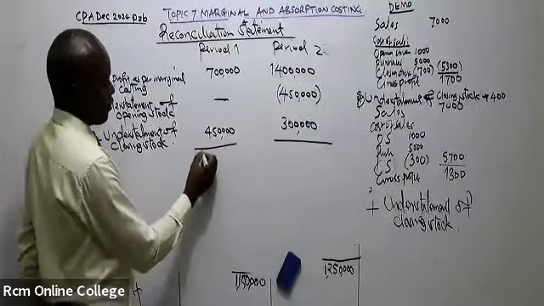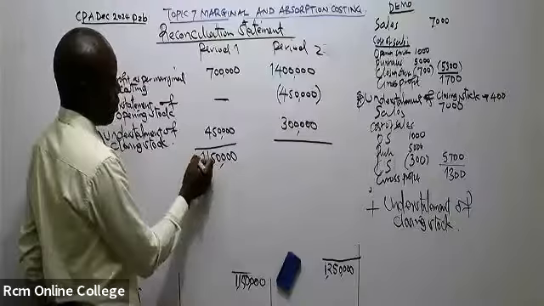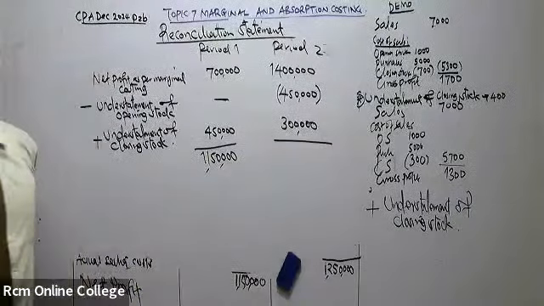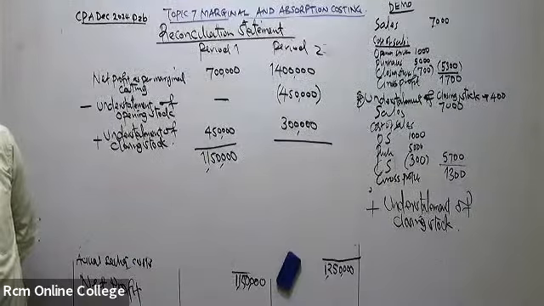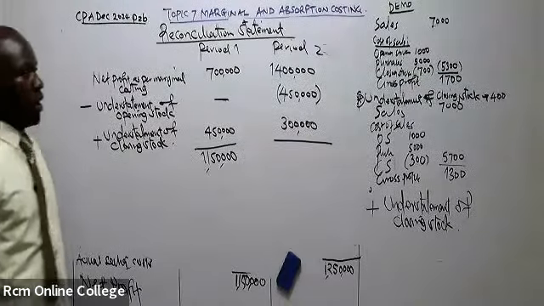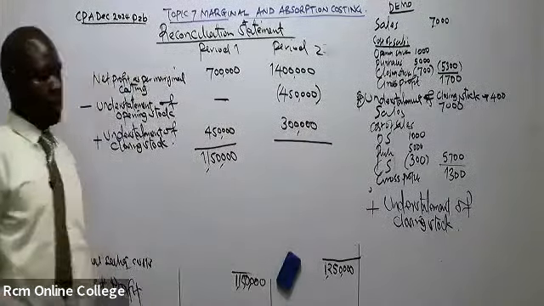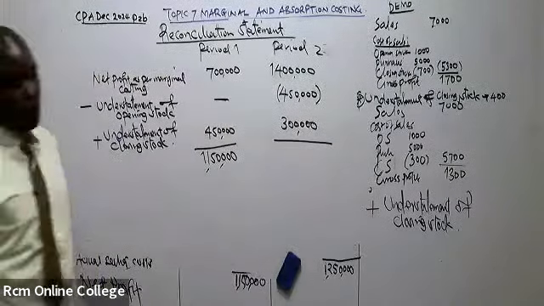$1,150. Then period 2. What are we having for period 2? So 1,400 minus 450 plus 300 is giving us 1,250,000.